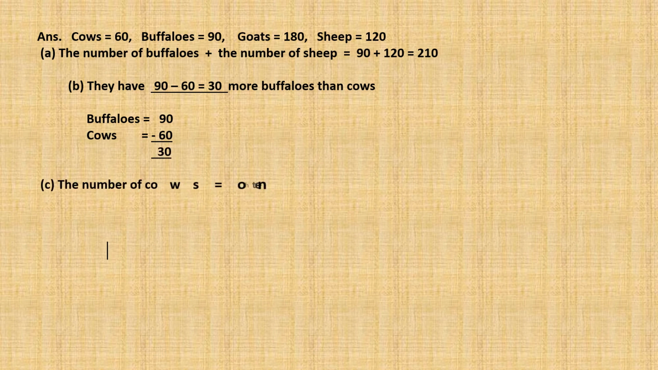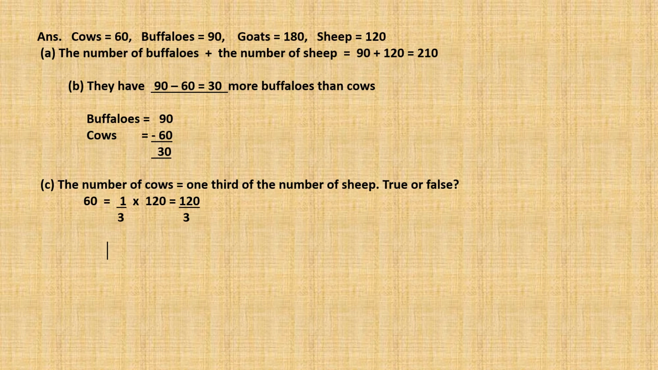Now C part question: the number of cows equals one third of the number of sheep. Is it true or false? The number of cows is 60. Now it should be equal to one third of the number of sheep. You have to find out whether it is true or false. So one third of sheep. Sheep are 120. So 120 upon 3, that means you divide it by 3. You will get 40. But the number of cows is 60. It is not equal to 40. So hence it is false.